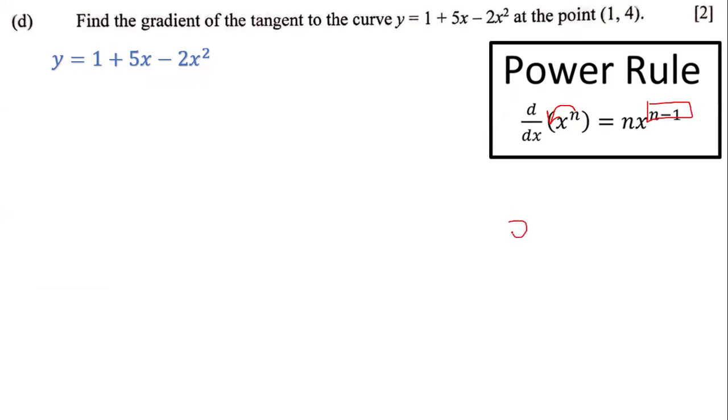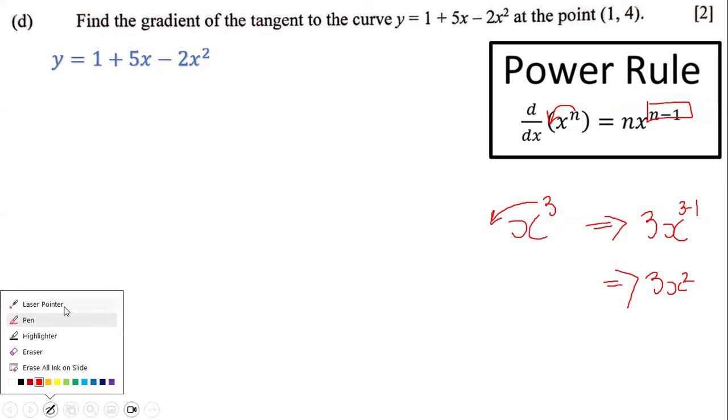So basically, if you have x cubed, and you're trying to find the derivative of this, you would bring 3 down, and you would say, okay, 3 multiplied by x to the power of 3 minus 1. What is 3 minus 1? 3 minus 1 is 2. So it's going to be 3x squared. So the derivative of x cubed using the power rule is going to be 3x squared.